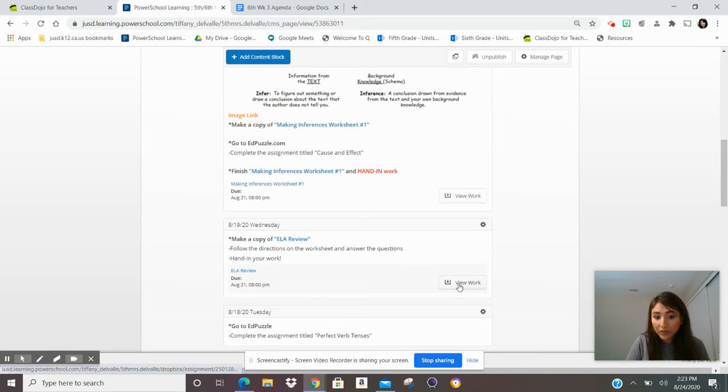This is the ELA review. They have to hand it in. On their student account right here, it says hand in. And I've already walked her through how to hand it in. She's handed in documents, so she knows how to do that. They click on the ELA review document and they work on that document and then they hand it in to me here. So she knows Wednesday this is due.